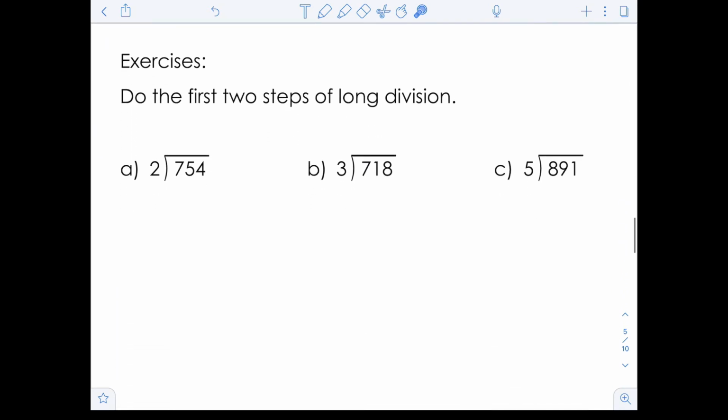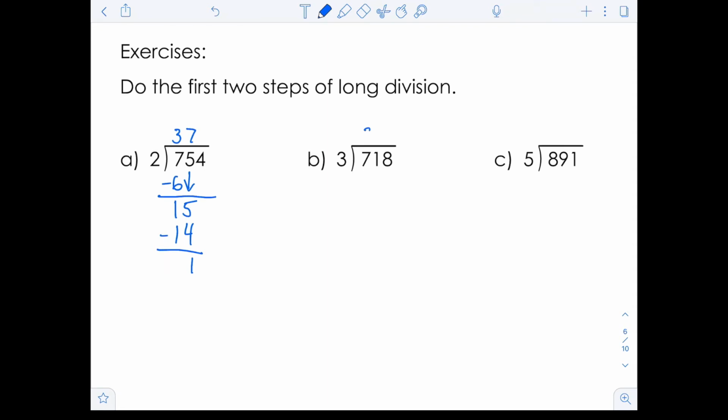So let's do those first 2 steps for these 3 questions. So here we have 7 divided by 2 is 3. 2 times 3 is 6. Subtract. We have 1 left over. We bring down the 5. 15 divided by 2 is 7. 2 times 7 is 14. We subtract. We've got 1 left over. Okay, so those are our first 2 steps. Go ahead and try question B and C. Come back when you're ready.